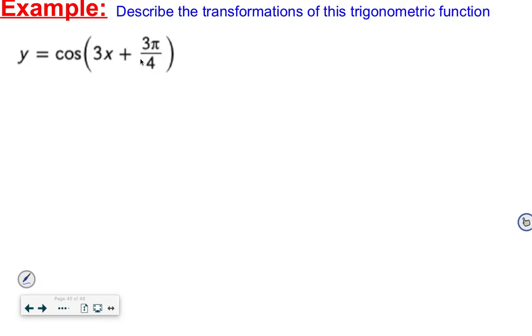Try to describe the transformations of this trigonometric function. To be able to understand what kind of transformation there are, you need to remember the general form. What is the general form? Y is equal to A times cosine B times (X minus H) plus K.